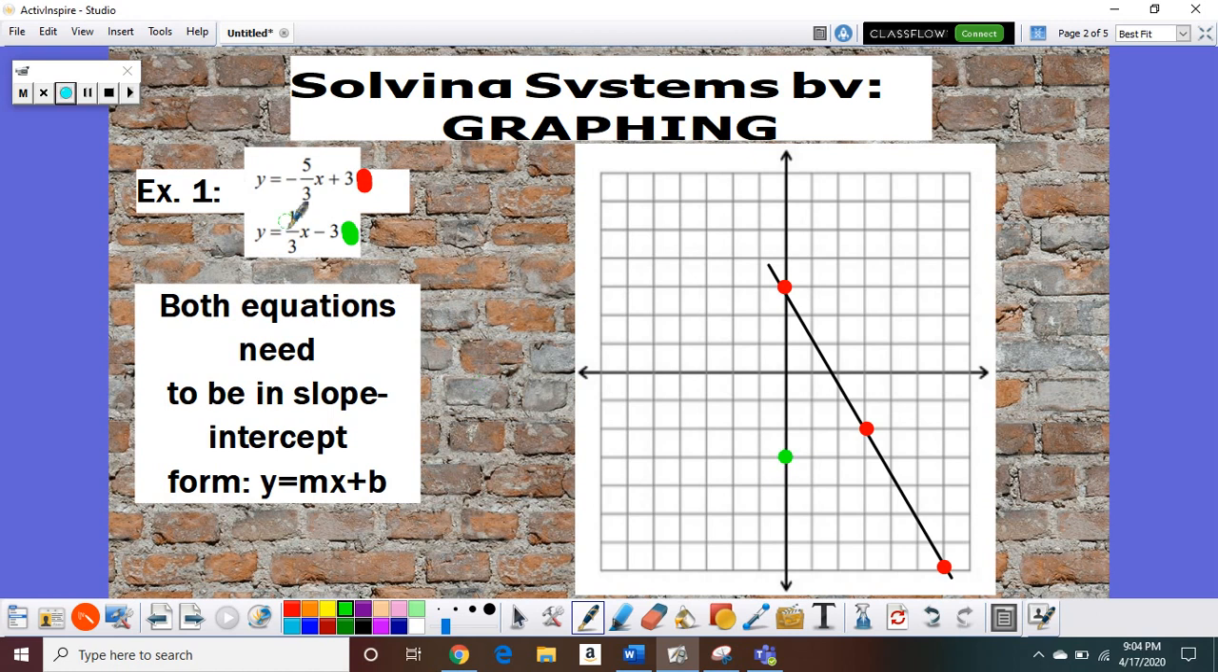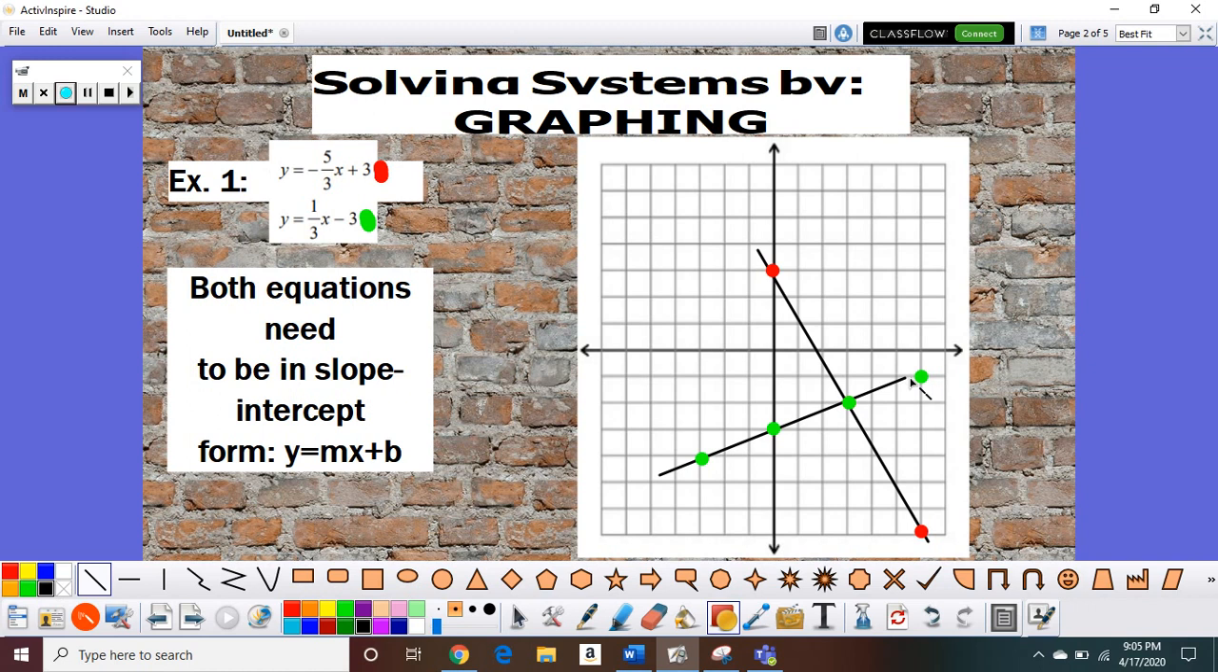Now my slope is positive, so that means I can go up and to the right or down and to the left. I'm going to start by going up and to the right. Up 1, and to the right 1, 2, 3. Up 1, to the right 1, 2, 3. And I'll go down 1, to the left 1, 2, 3, and I'll just stop there. And then I'm going to draw my line.